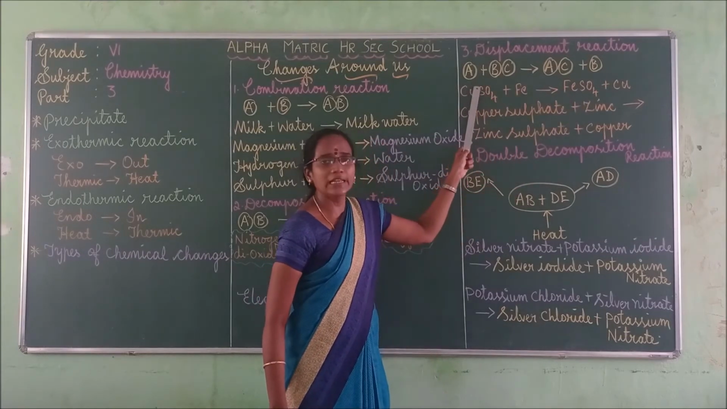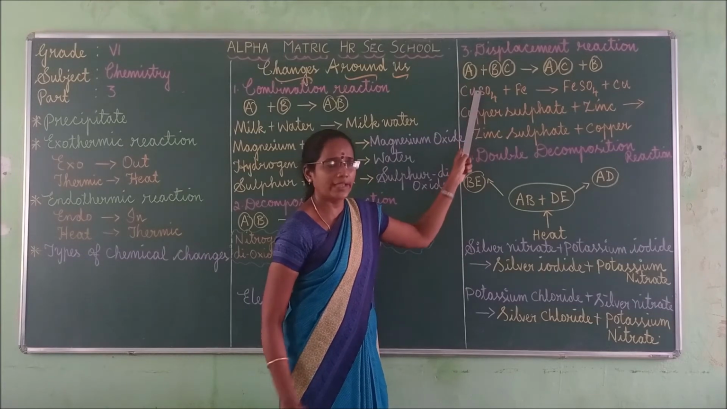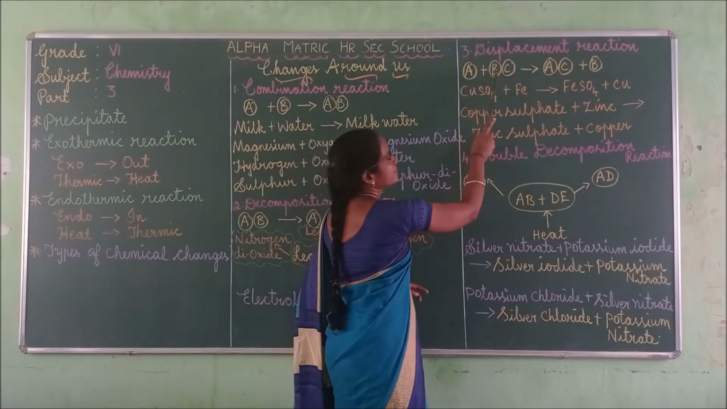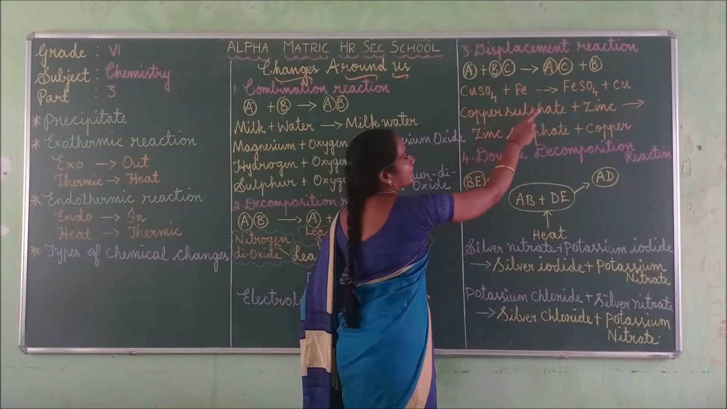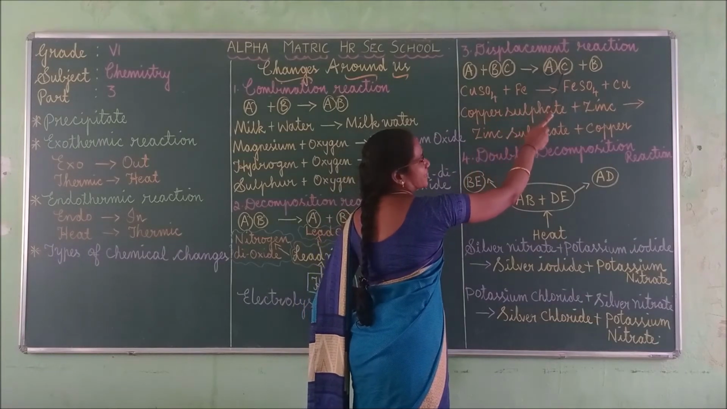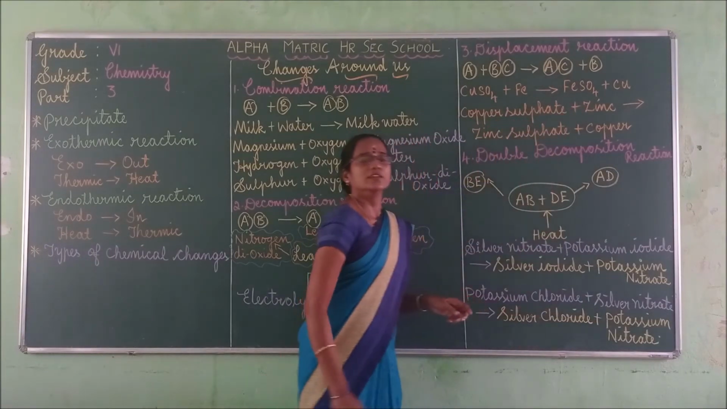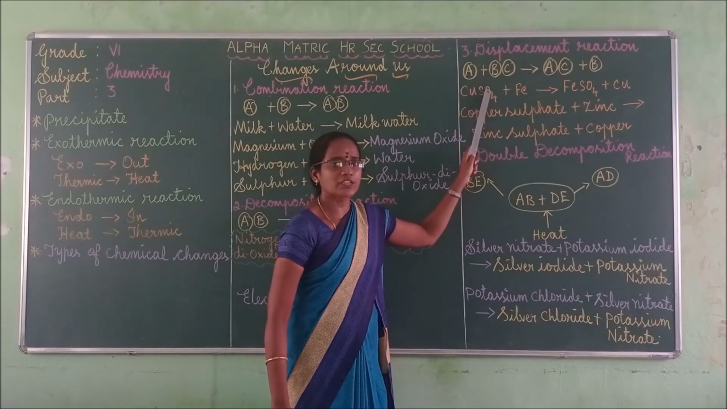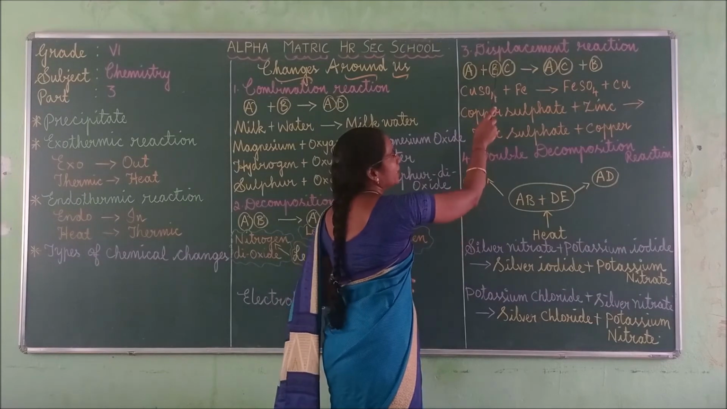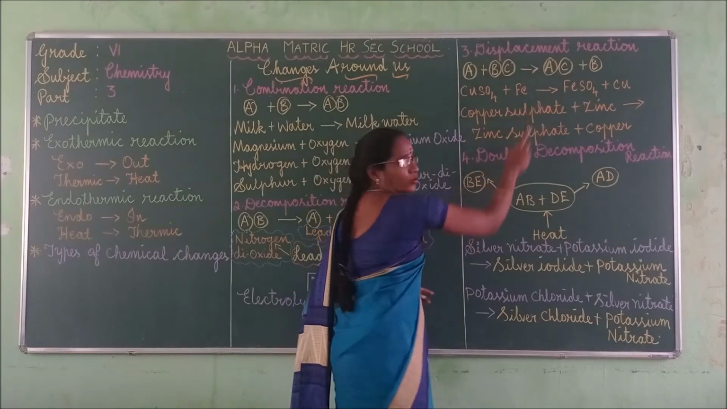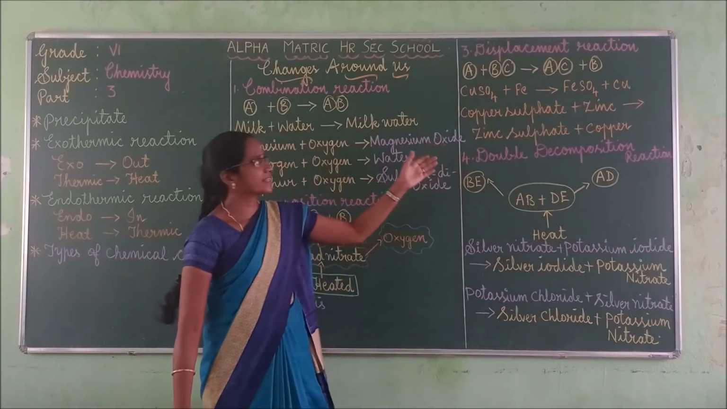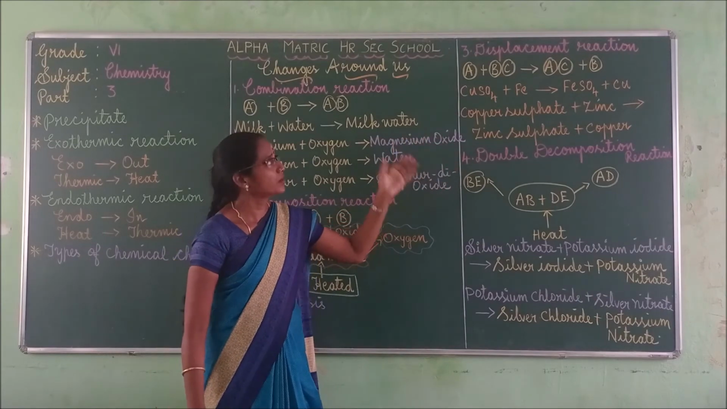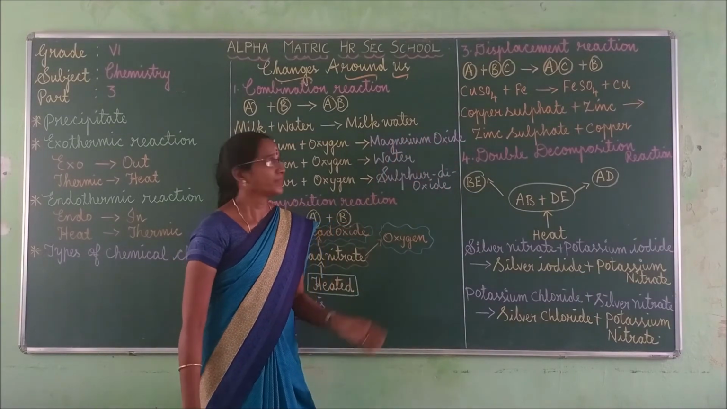A is a highly reactive element. It displaces B and takes its place, so we get AC plus B. A is a highly reactive element. This highly reactive element displaces B and takes its place. So we get AC plus B. This is called displacement reaction.